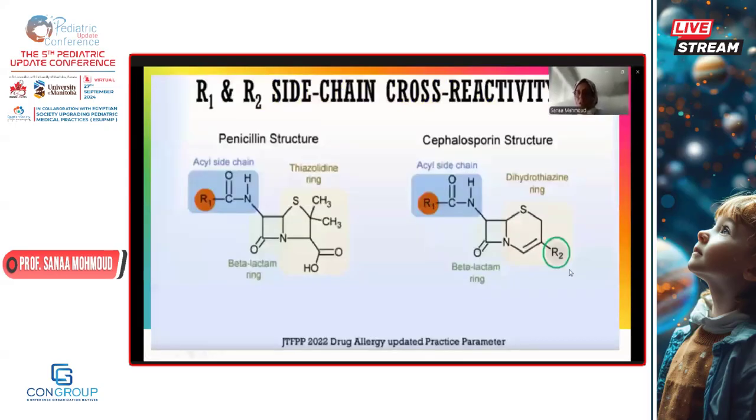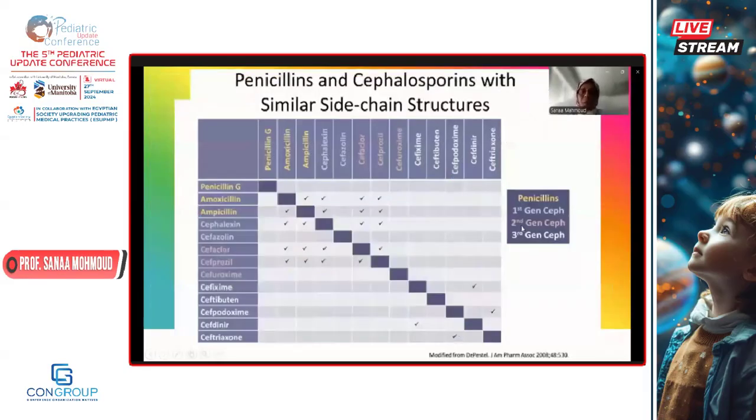This is the R1 chain, and this is the R2 chain, and this is the beta-lactam ring, and this is the thiazolidine ring, and this is the dihydrothiazine ring in the cephalosporin. This is what I'm talking about, penicillin and cephalosporin with similar chains. For example, if I ask you, will amoxicillin be okay to use with Keflex? I will tell you no. Cephalexin is cross-reacting, so you cannot use it with the first generation.